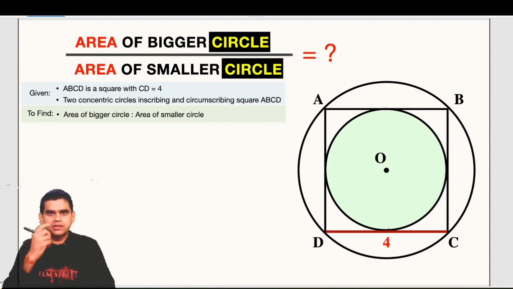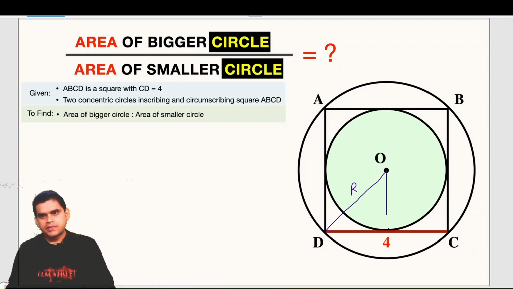So, in the figure, let us draw OD. OD is the radius capital R of the bigger circle. And likewise, let us drop a perpendicular here. This is the perpendicular because with respect to the smaller circle, CD will act as the tangent. So from the center of the smaller circle, if we drop a line segment like this, it will be 90 degrees.